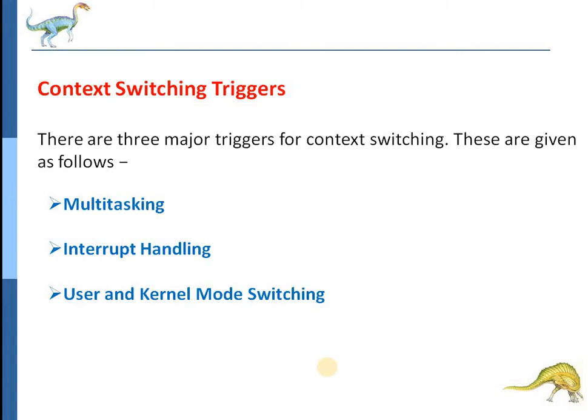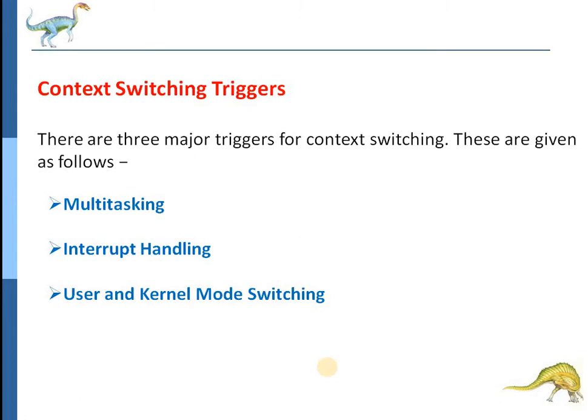Next, interrupt handling. The hardware switches a part of the context when an interrupt occurs. This happens automatically. Only some of the context is changed to minimize the time required to handle the interrupt.